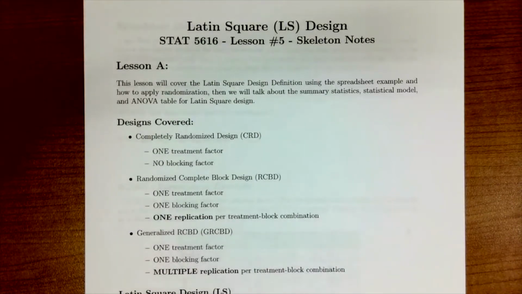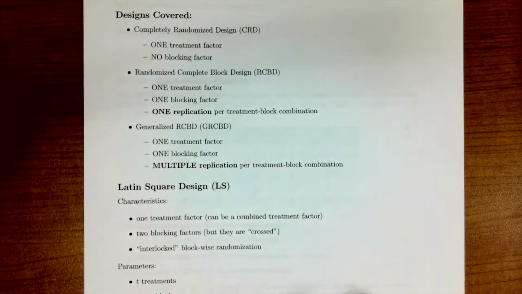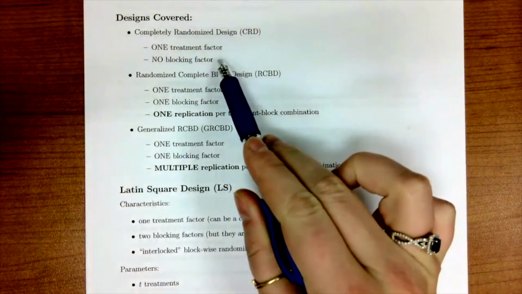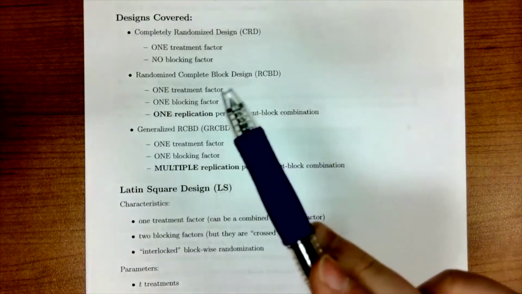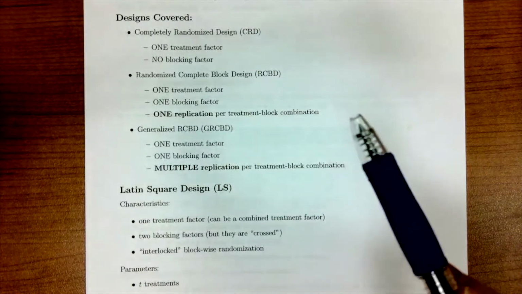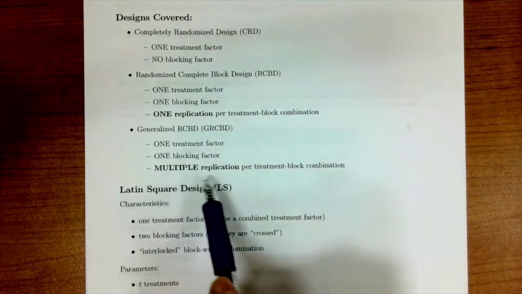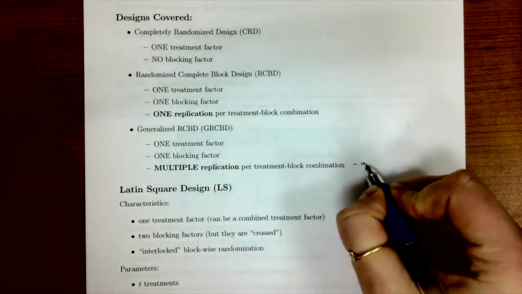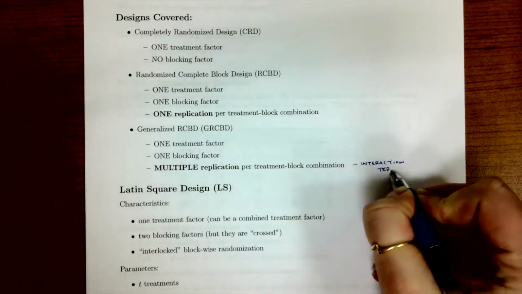So before we talk about the Latin square, let's just quickly recap the designs that we've covered thus far. The first one was the completely randomized design, where we have one treatment factor and one block, or no block. Then we went to the randomized complete block design, where we had one treatment, one block, and only one replication per treatment block combination. Then we went to the generalized random complete block design, where we had one treatment, one block, and we had multiple replications per treatment block combo, which allowed us to estimate the interaction term.